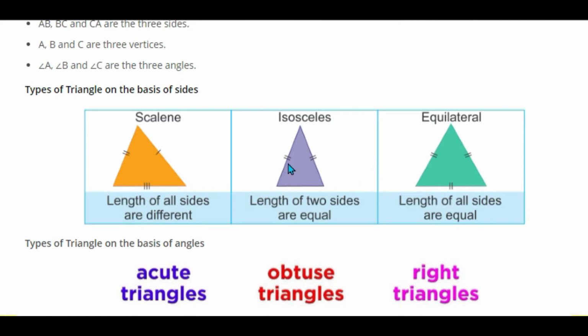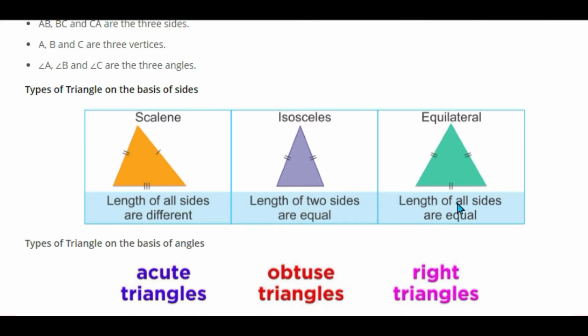In case of the isosceles triangle, if these two sides are equal, that means these two angles will be equal. Okay, if these two sides are equal, then the angles opposite them will be equal. We will study this later. Whereas in the equilateral triangle, all three angles are equal. We will also discuss it later.